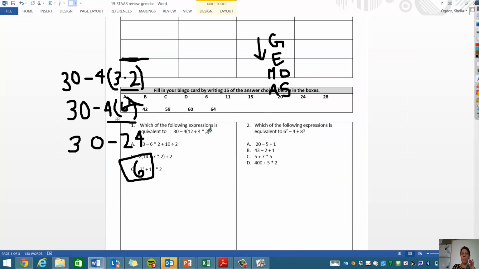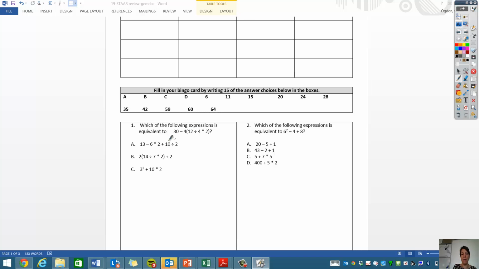So if I go back to my worksheet, it says which of the following expressions is equivalent to this? Well, this is 6. So now you need to work A, B, and C and figure out which one is also equal to 6. Okay? I'd go ahead and pause the video and finish that, and then I'm going to move on to number 2.